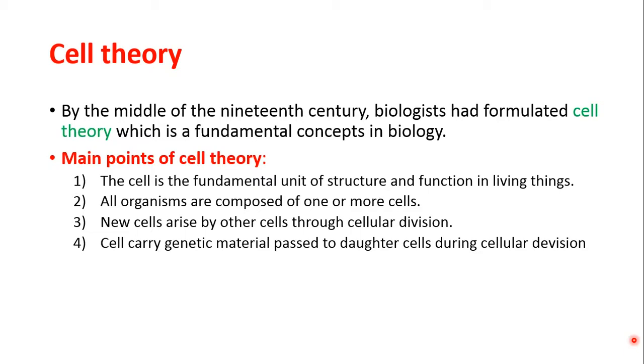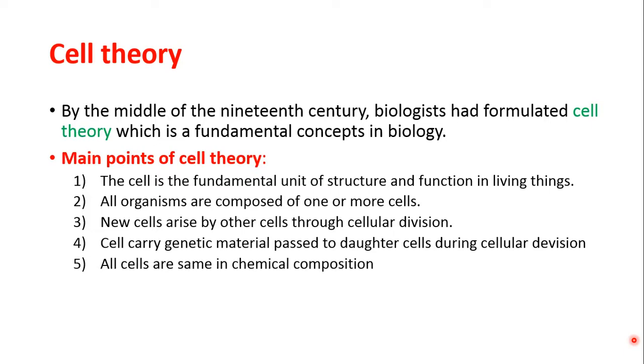Fourth, cells carry genetic material that is passed to other cells during cellular division. As I said, in cellular division first is karyokinesis and then cytokinesis. In karyokinesis, first the genetic material, that is the hereditary material, divides and goes to the new daughter cells. Then cytokinesis means the cytoplasm divides. Genetic material is very important for a new cell. If any cell has no genetic material, it means that it is not a cell. So division and transfer of genetic material is very important in cellular division.